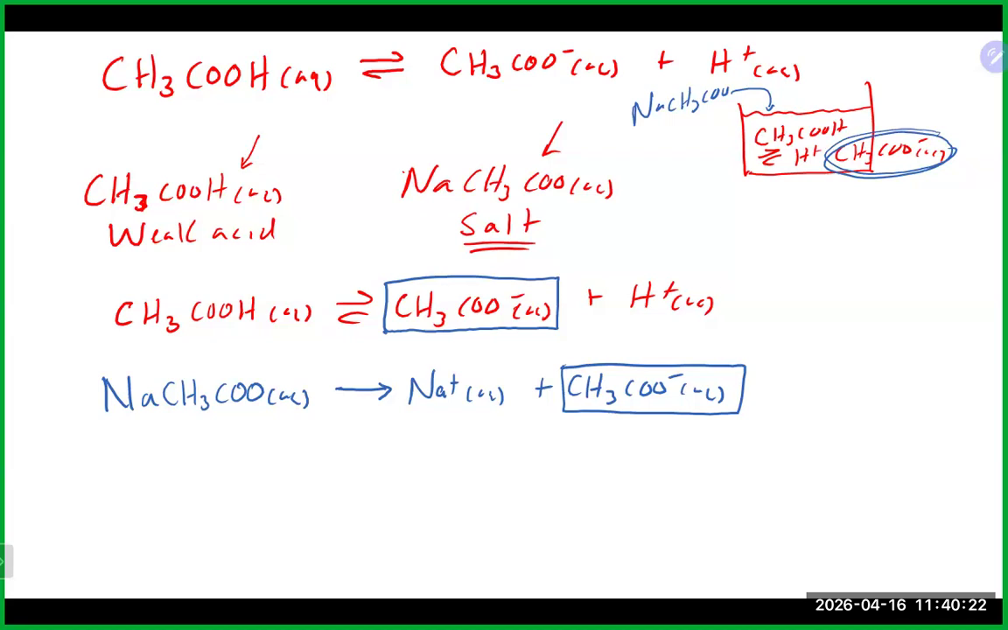It's going to shift. Which way will it shift? It is going to shift to the left in this case, because in this case, by adding the sodium acetate, you're adding more acetate to that equilibrium. Le Chatelier's principle now says I have more products than reactants, and we're going to shift away to the reactant side. Any questions on that?